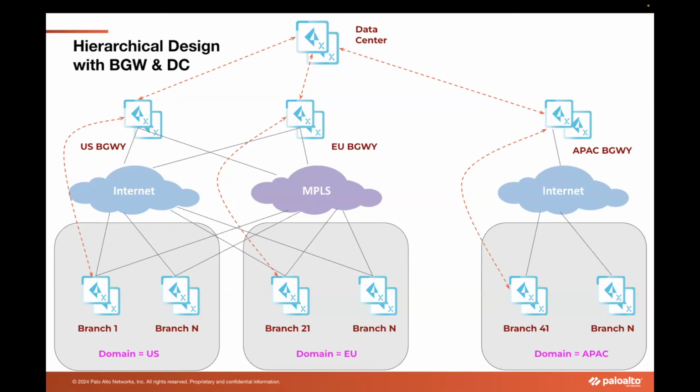Or you could optionally also build a hierarchical deployment and deploy a DC node on top, so that any traffic patterns between the US branch gateway and the EU branch gateway will have to transit to this DC node. So you have the option of either doing interconnect between the branch gateways directly or through a data center node deployed at the higher level.